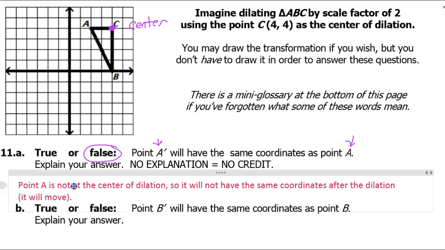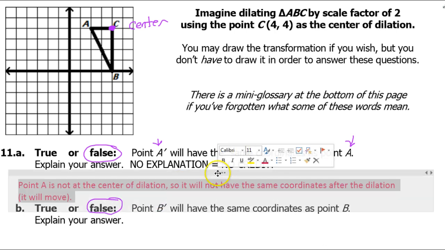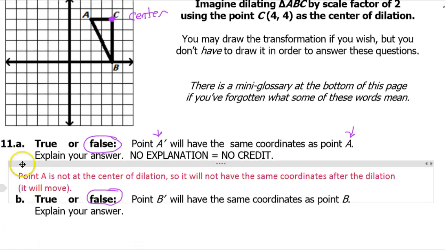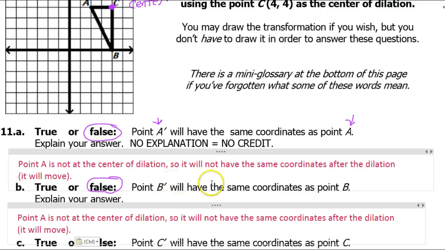I am going to do this dilation, but let me see if I can answer the other question as easily. What about point B prime? B prime will have the same coordinates as B. Explain your answer. Well, that's the same thing. Point B is not at the center either. So it's going to be the same answer. So this is also going to be false. And my explanation is identical. So I'm going to see if I can cut and paste this. Control C, Control V. Boom.